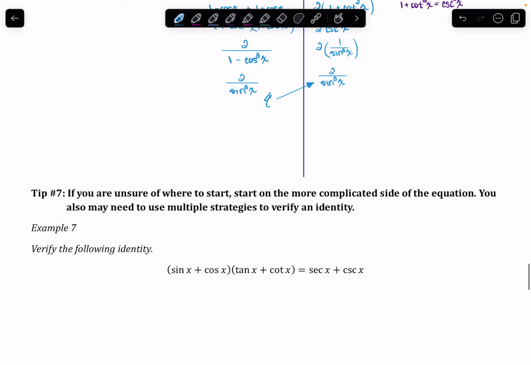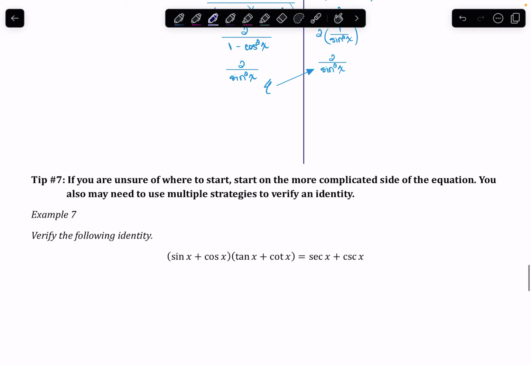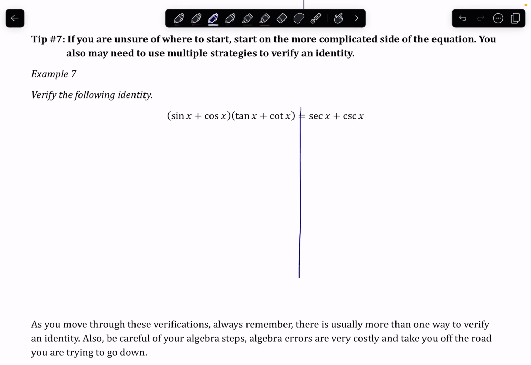Tip 7, if you don't know where to start on the complicated side, you may also have to use multiple strategies. You've already seen we've used common denominators, we've used factoring, reciprocal. We've used a lot of those strategies all within one verification. So yes, the odds that you just use one is no, you're going to have to use multiple within one problem.